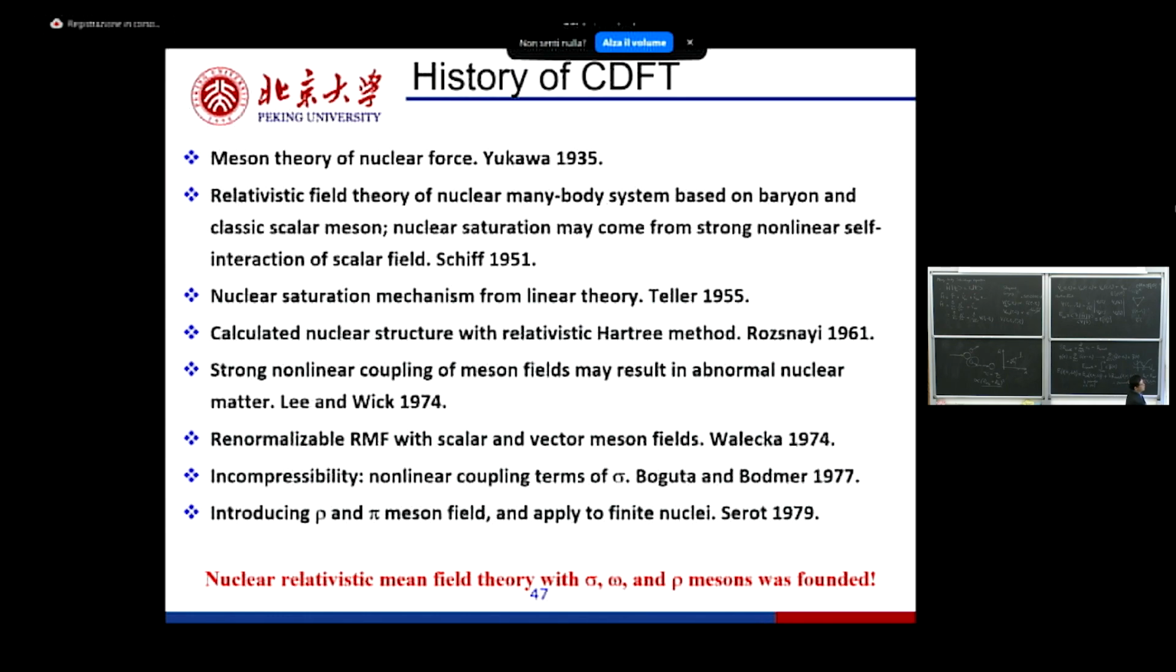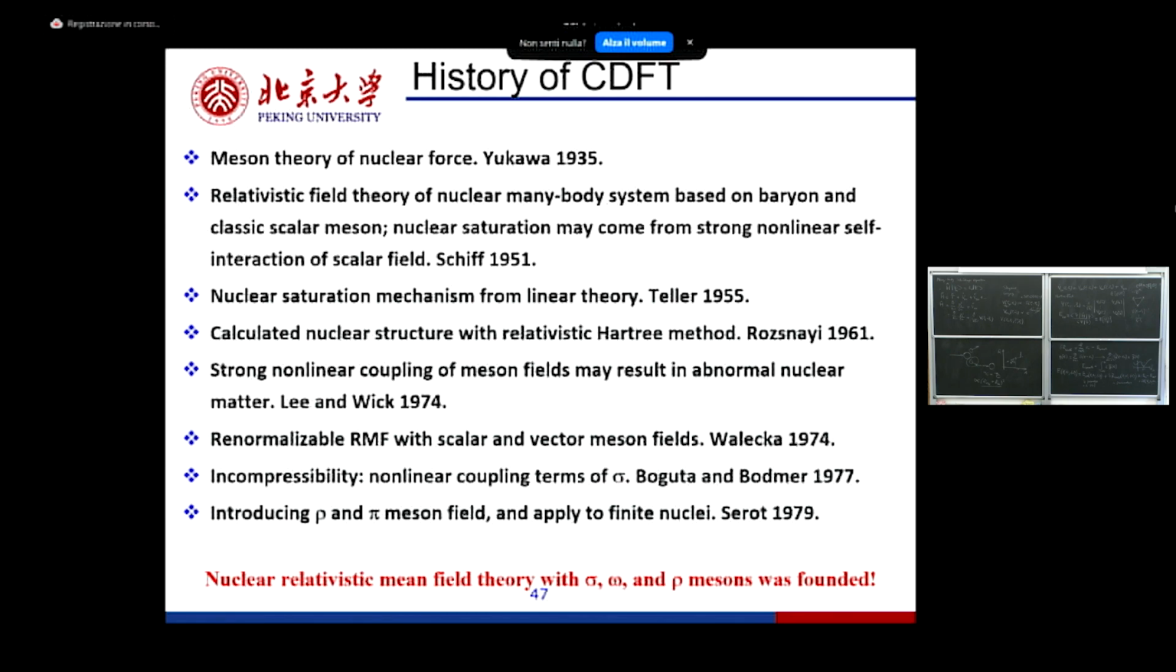this approach has a serious problem, because it gives an incompressibility of nuclear matter of about 500. Nowadays, we know the incompressibility of nuclear matter is about 200 or 220 plus or minus something. So in order to solve this problem, Boguta and Bodmer introduced the nonlinear coupling of the mesons. After introducing the nonlinear coupling of the sigma mesons, this problem of incompressibility was solved. So we understand nowadays that for this relativistic approach, we need a nonlinear coupling of the mesons. Or in some modern language, we say the nucleon-nucleon interaction should be density dependent.